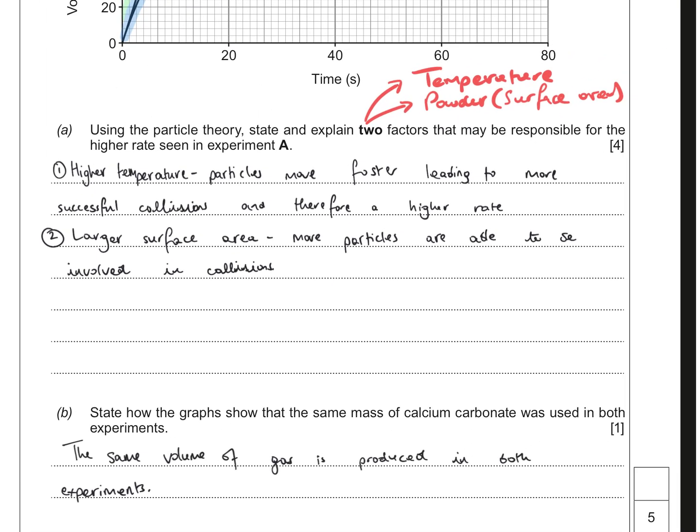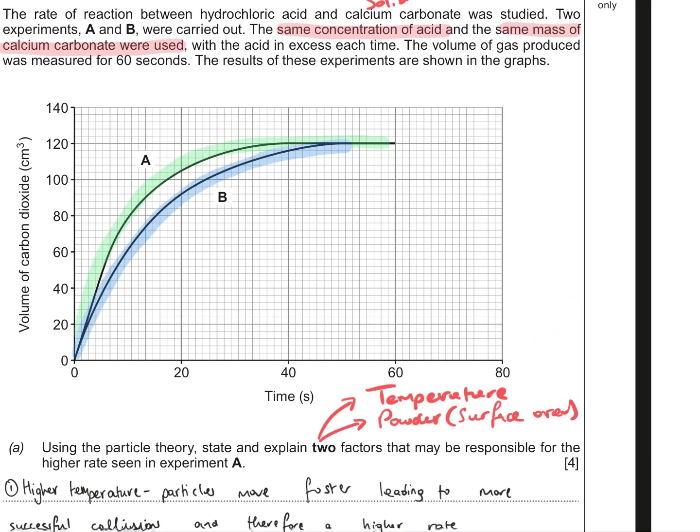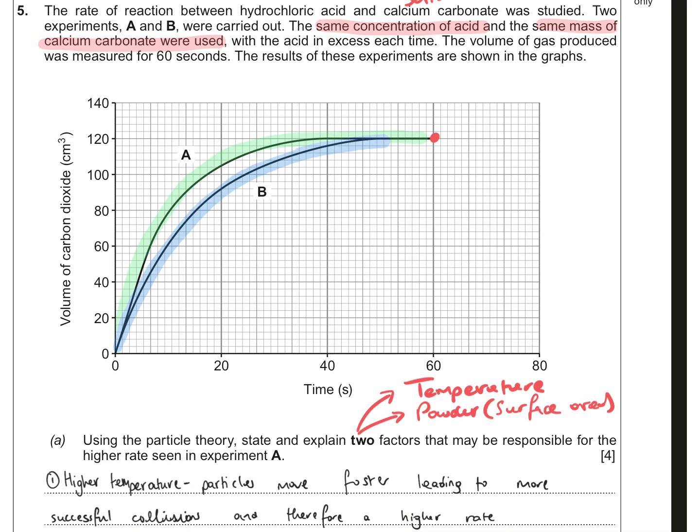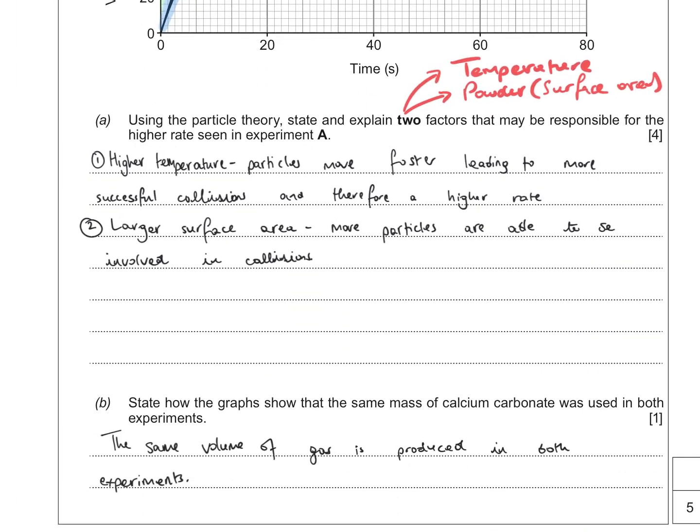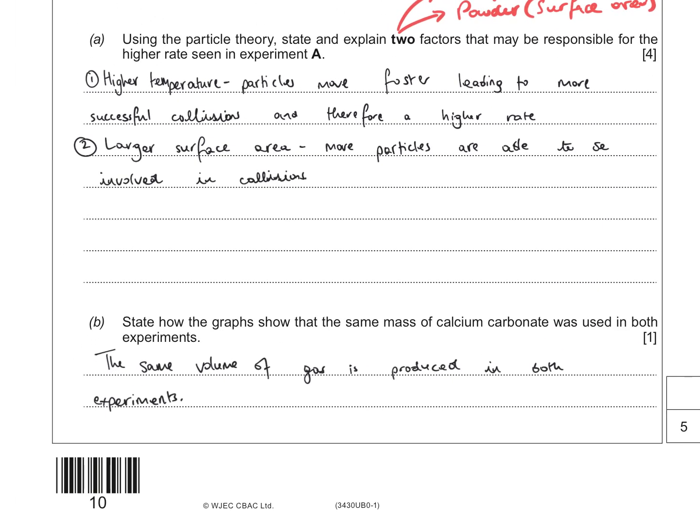State how the graphs show that the same mass of calcium carbonate was used in both experiments. Well, I want you to notice the exact same amount of gas was produced. So we must have had the same volume of reactant. So the same volume of gas is produced in both experiments.